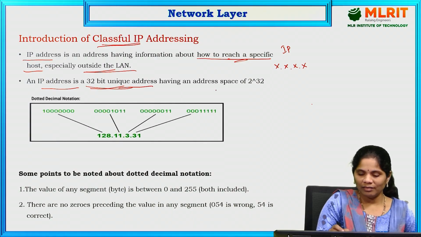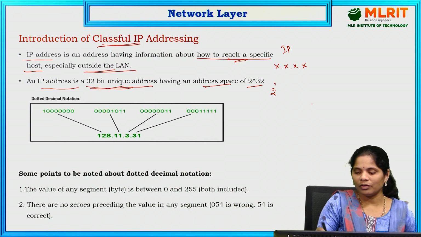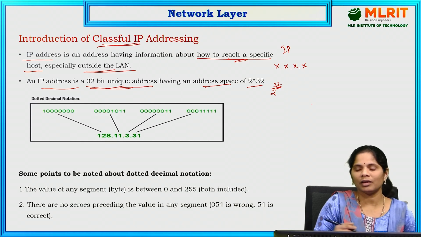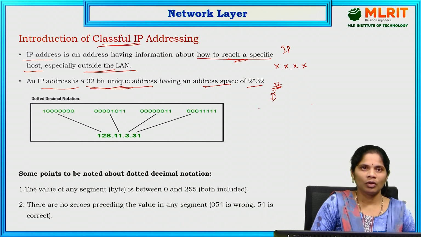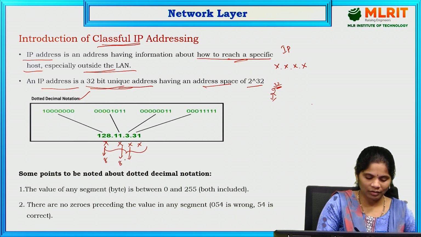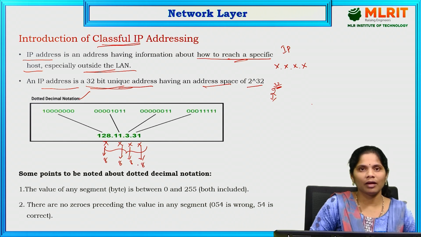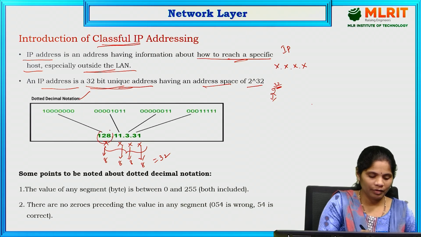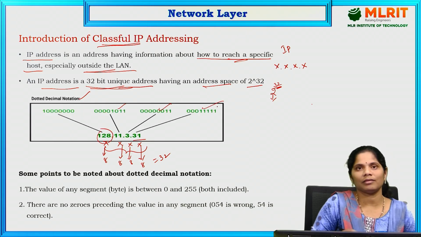This address space can be indicated as 2 power 32, because in total we have 32 bits, indicated in binary format, that's why 2 power 32. If we give it in dotted decimal notation, x.x.x.x means a total of 32 bits, each part divided into 8 bits. This is 8, this is 8, this one is 8 and this one is 8, so the total is 32. For example, 128, 11, 3 and 31. Like this, we have to write the IP address.